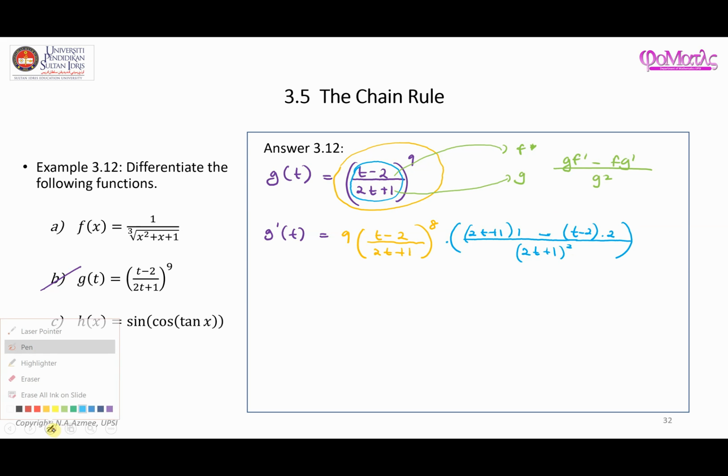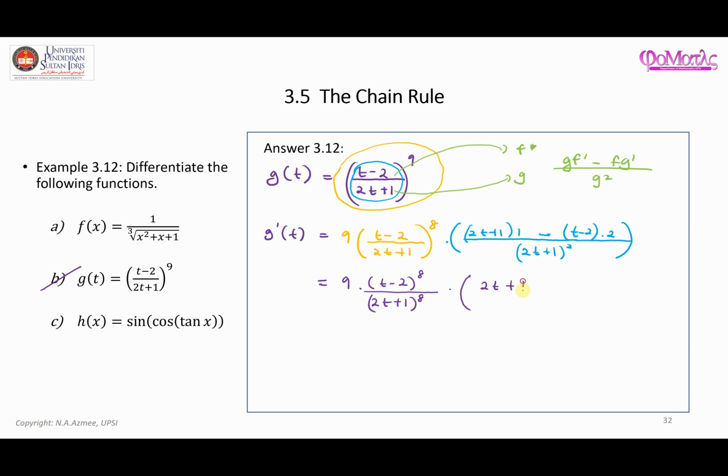Next, we're just going to simplify whatever we have here. So we have 9, and perhaps I can write down (t minus 2) to the power of 8 over (2t plus 1) also to the power of 8. And here we have, taking down the brackets, (2t plus 1) minus 2(t minus 2), which gives 2t plus 1 minus 2t plus 4, over (2t plus 1) squared.